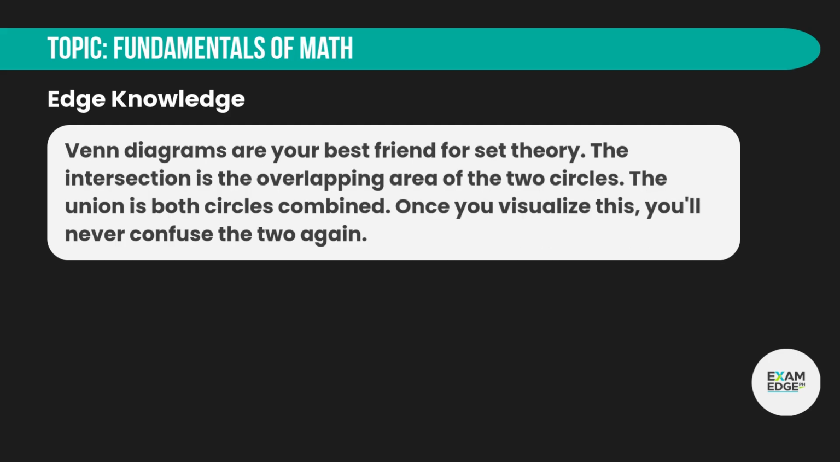Edge knowledge. Venn diagrams are your best friend for set theory. The intersection is the overlapping area of the two circles. The union is both circles combined. Once you visualize this, you'll never confuse the two again.